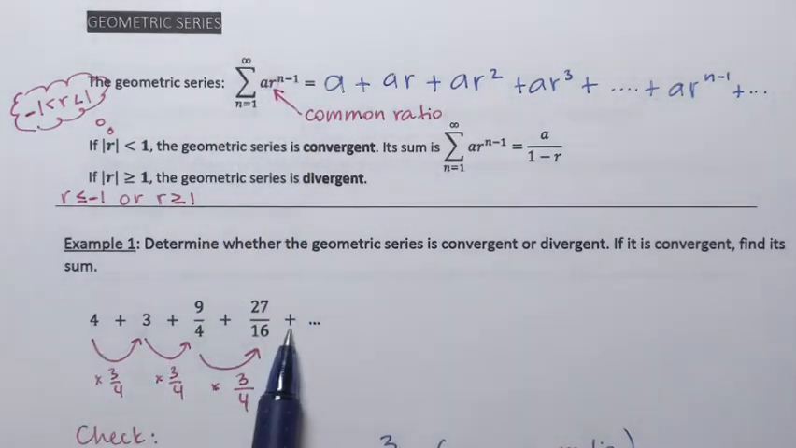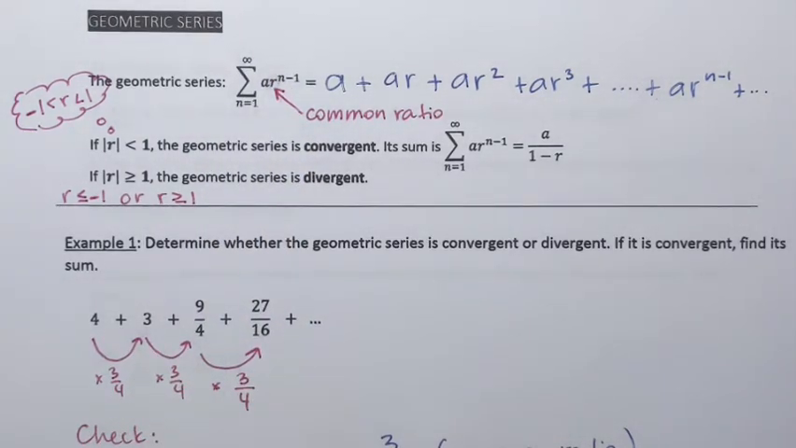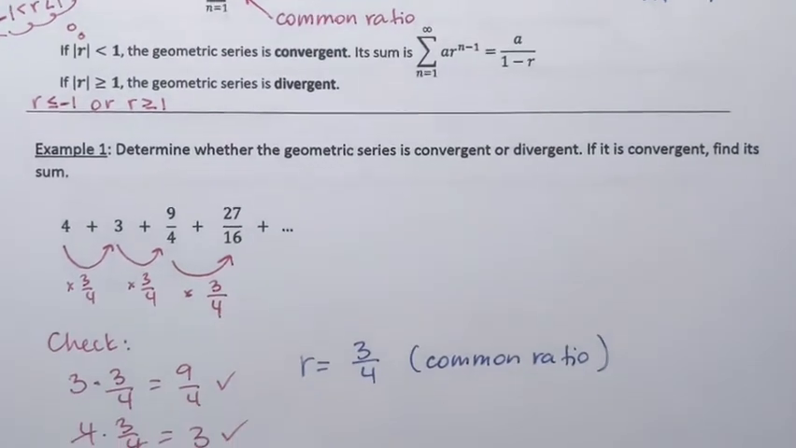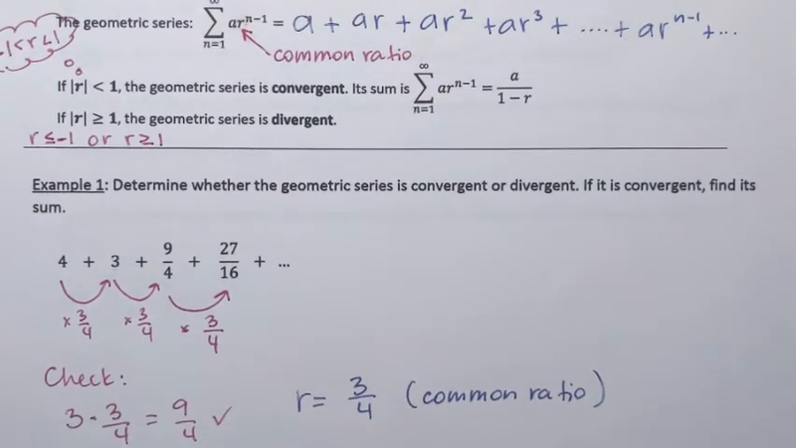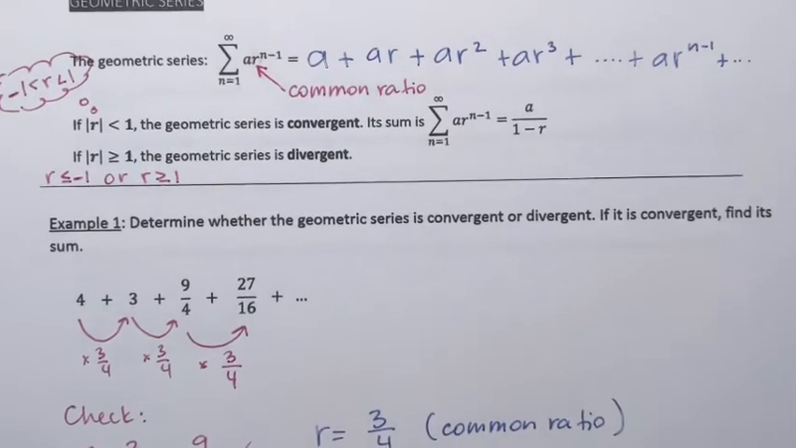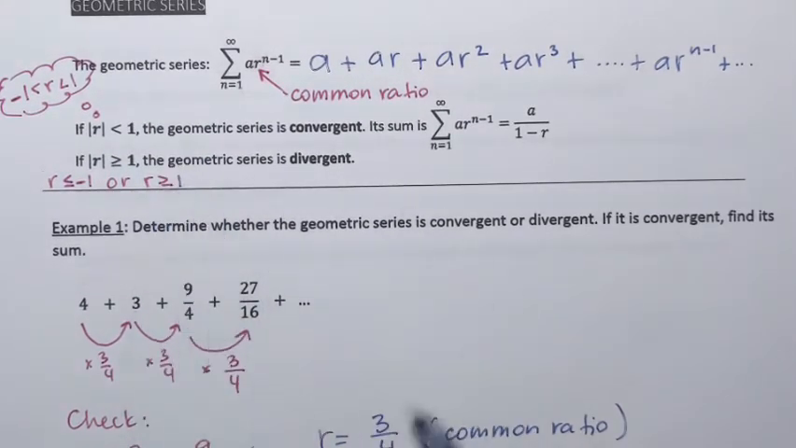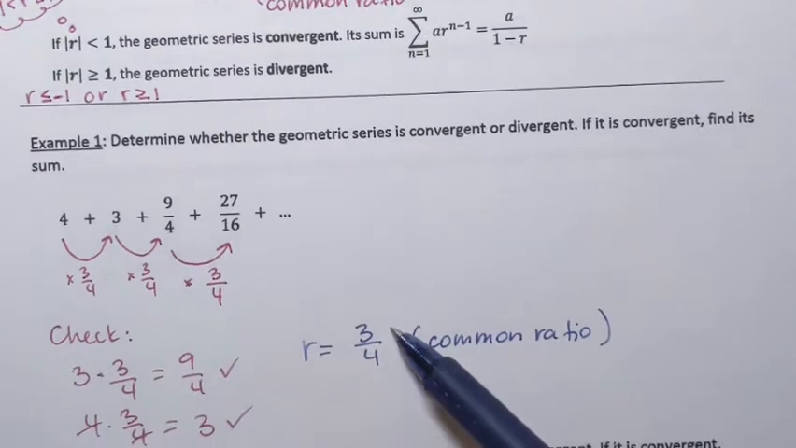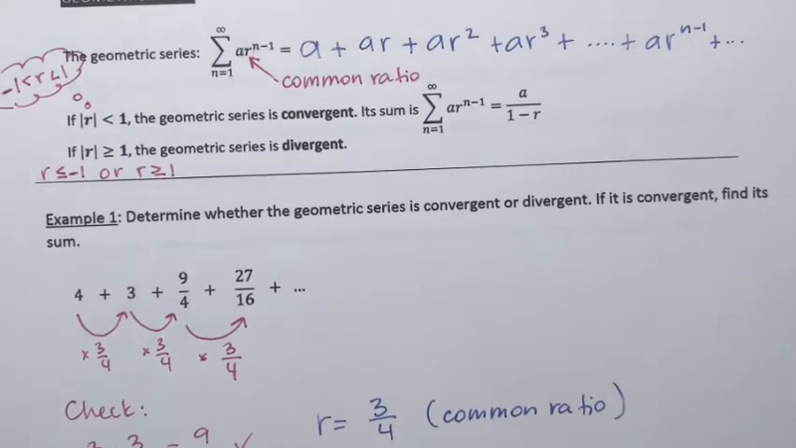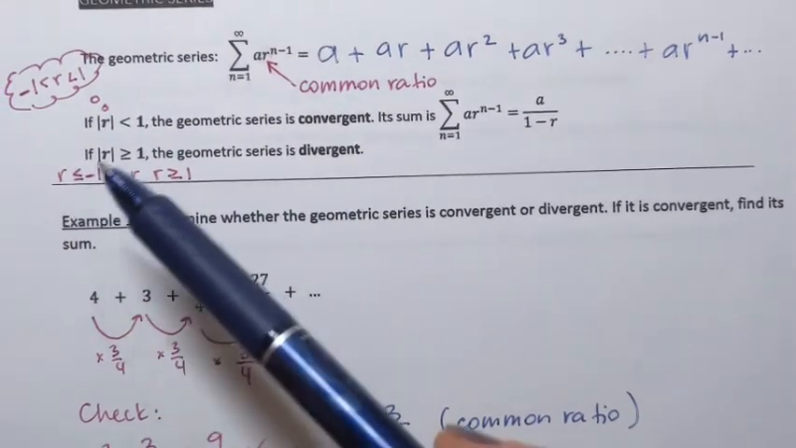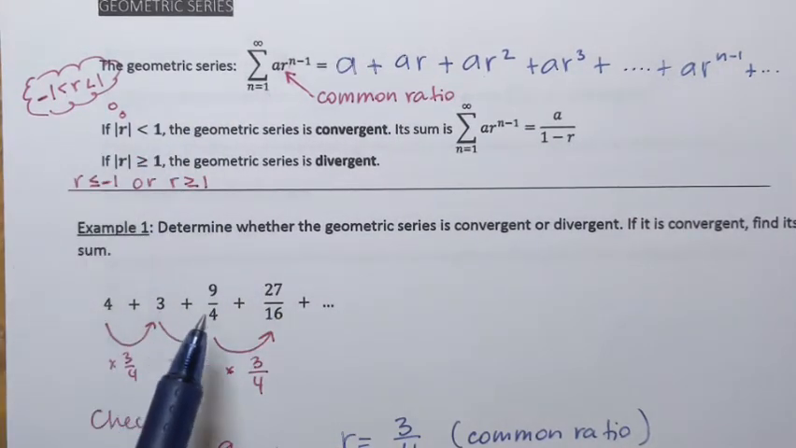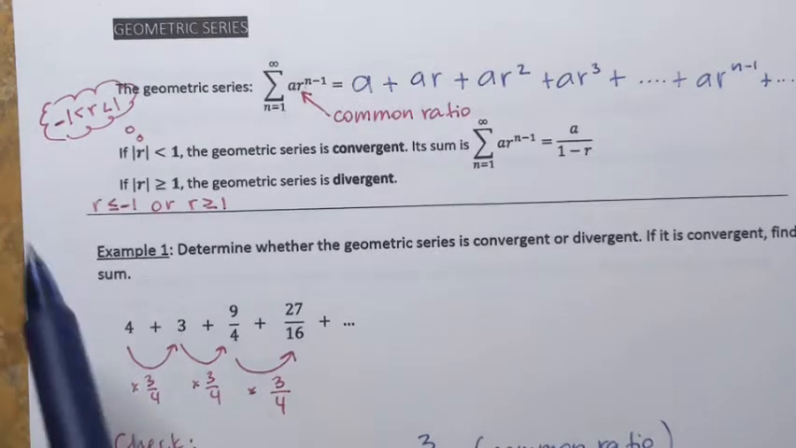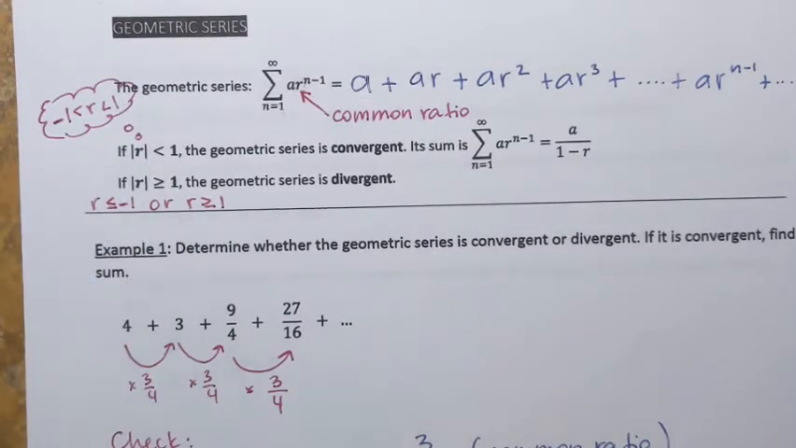right? It's just written out for us. It's this expanded form. But the way we determine whether it's convergent or divergent is the same as described in this definition. So we need to take the common ratio and think which case it belongs to. Well, it looks like it belongs to this first case, right? So 3 over 4 is between -1 and 1.